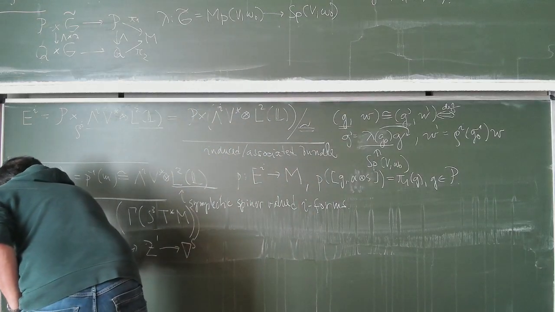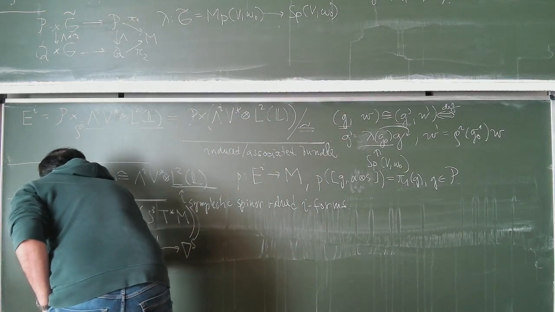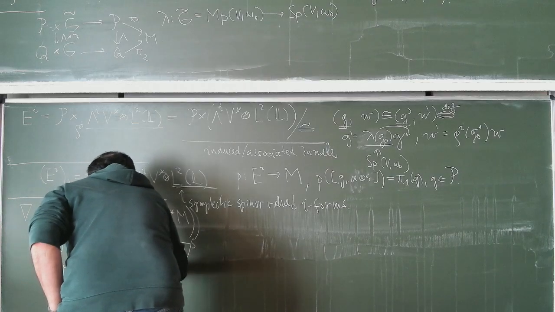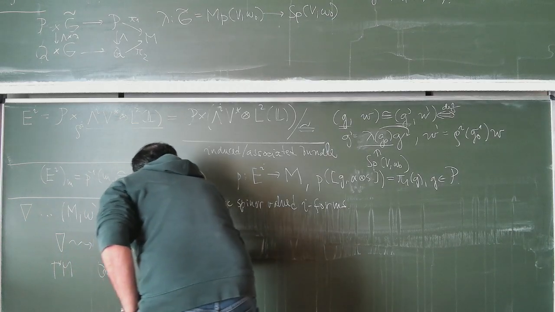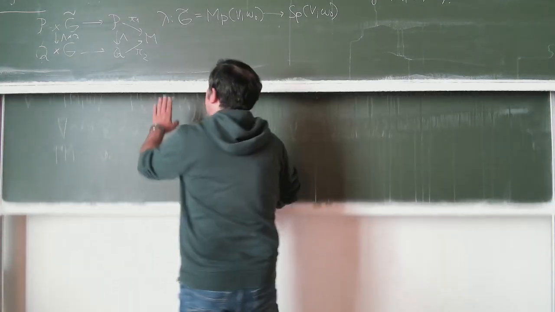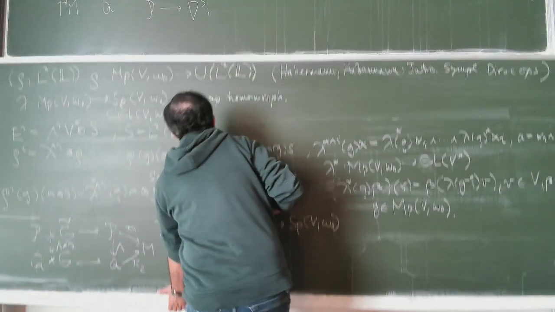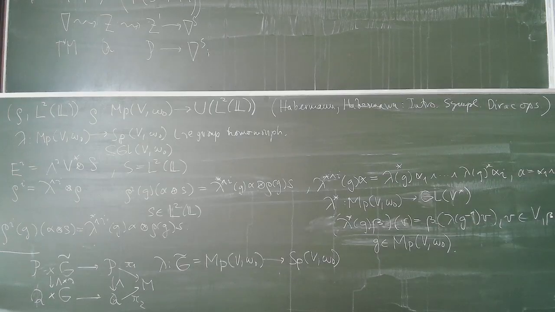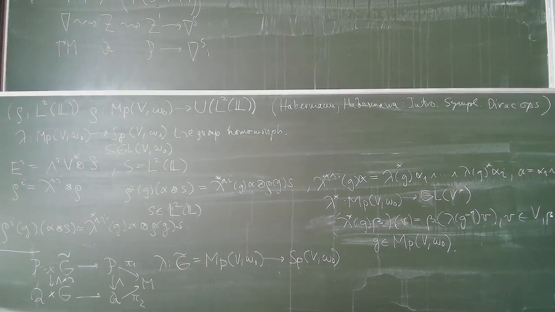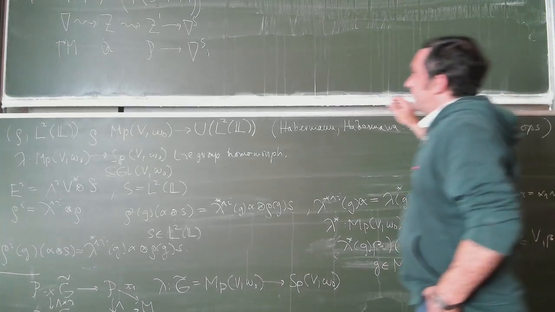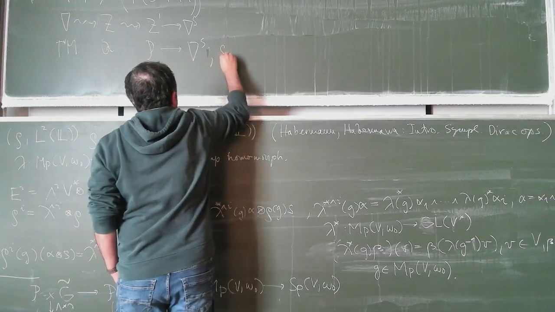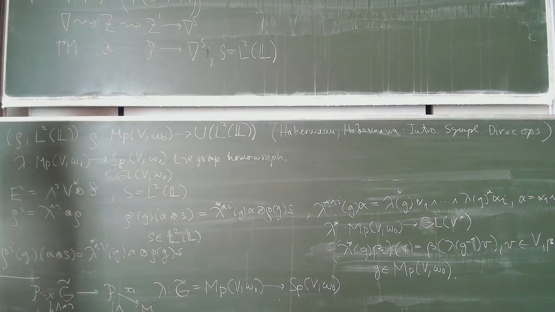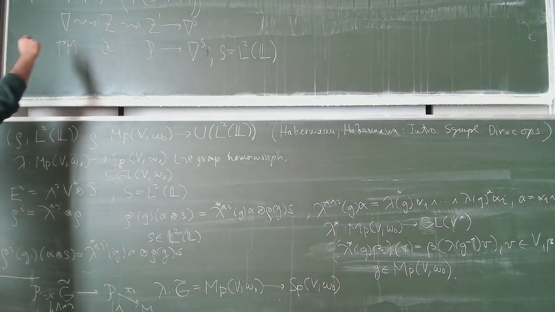FM connection, then principal bundle connection, transferred principal bundle connection, and then we have a map S, but S stands for, it's an abbreviation for the space L2M. So this procedure is prescribed.